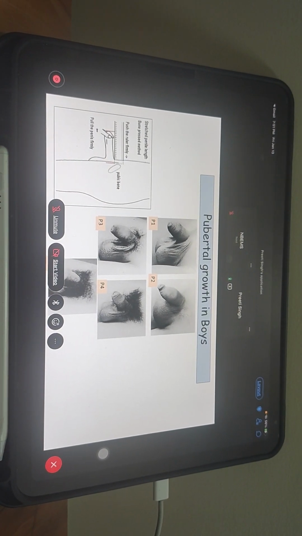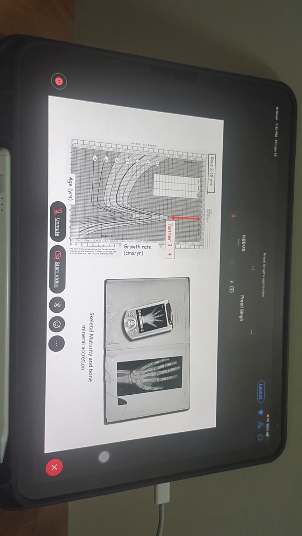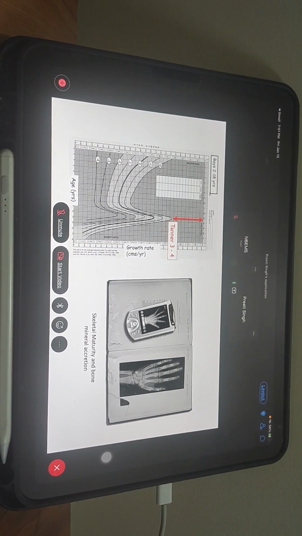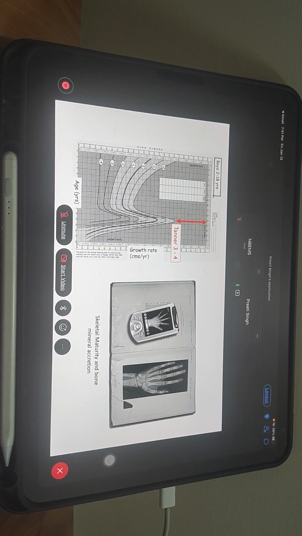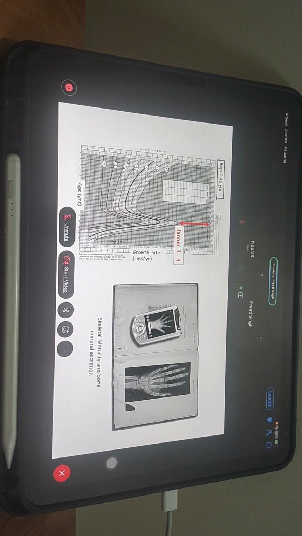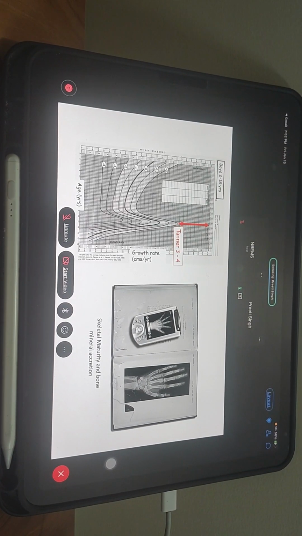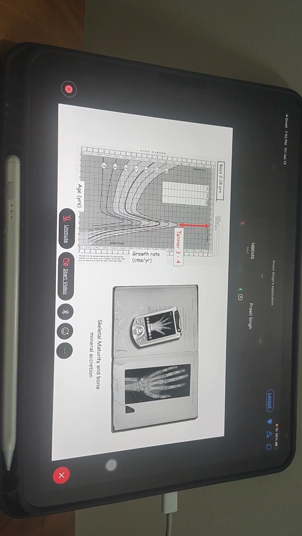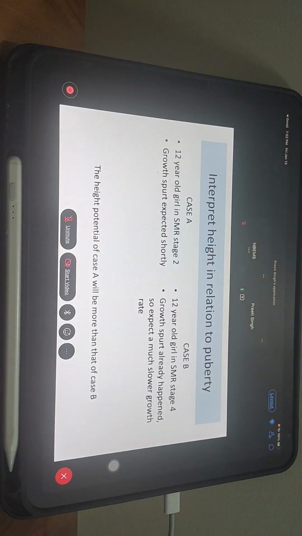Again, in boys, remember that the growth velocity happens a little later as compared to girls. In girls, it was happening between stage 2 and 3, while in boys, it is happening between stage 3 and 4. And again, the pubertal stage correlates with the bone age more than the chronological age.